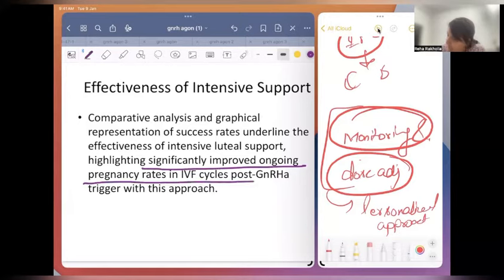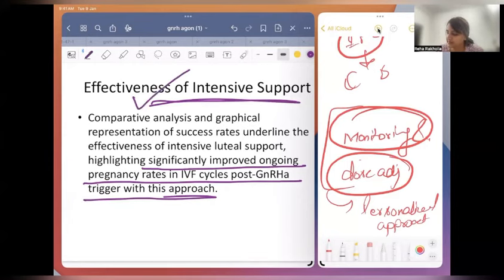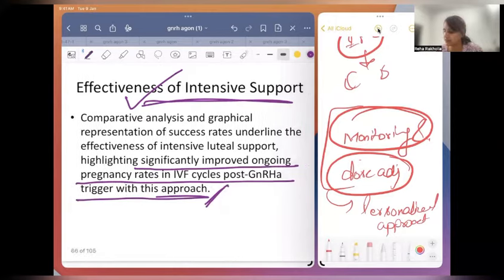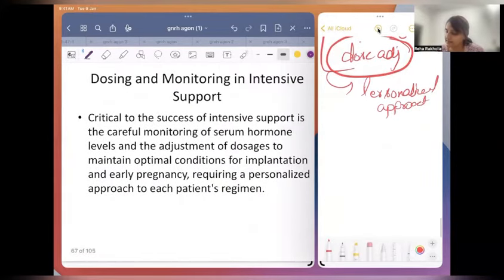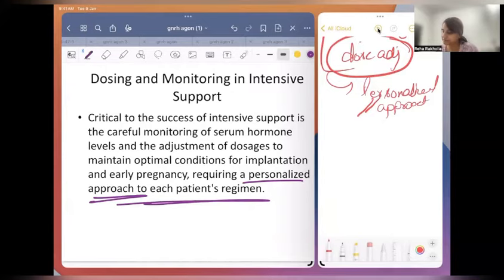Ongoing pregnancy rate in IVF cycles post-GnRH agonist with this approach: comparative analysis. Okay, effectiveness of intensive support. It is saying that there is a significant improvement in ongoing pregnancy rate in the IVF cycle post-GnRH agonist with this approach. With GnRH agonist, we give intensive support. With dosing and monitoring, as I have told you, we have to maintain a personalized approach to each patient's regimen.